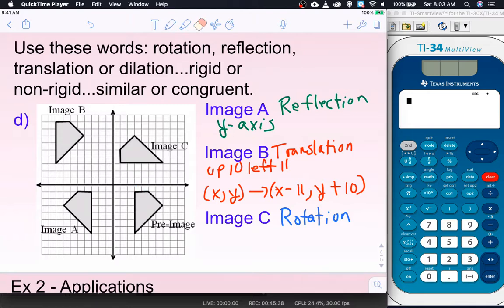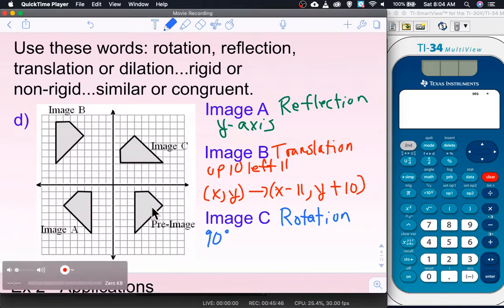Okay, rotation, how? Well, it's a rotation of 90 degrees. And how do I know that? Well, because it's not just rotated upside down. It's not spun upside down. Like, see this point here? It's not facing up. It's facing to the right. So that's a rotation of 90 degrees.